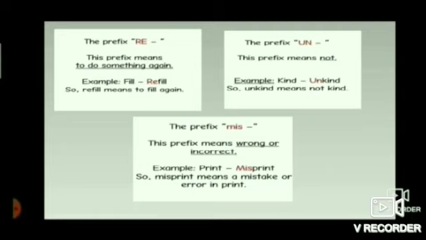Next one, the prefix un. This prefix means not. Example, kind, unkind. We are adding un, so unkind means not kind. Next prefix, mis. This prefix means wrong or incorrect. Example for it, print, misprint. So misprint means a mistake or error in print. Okay students?